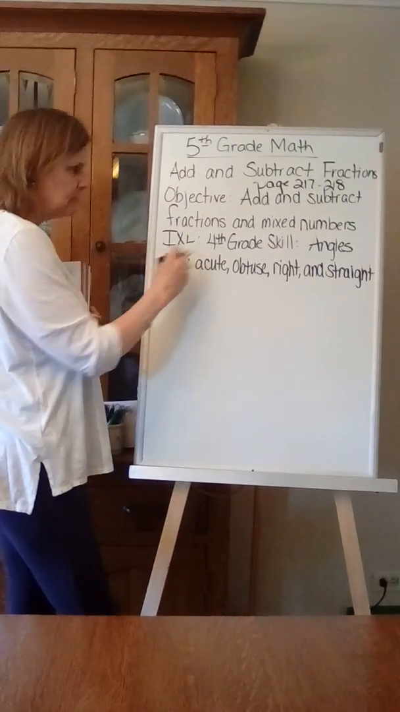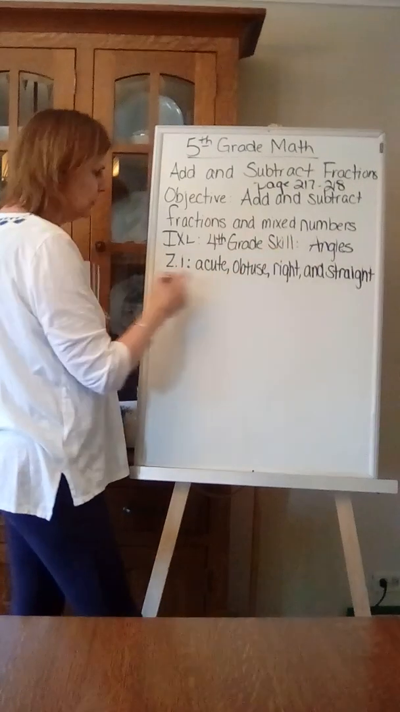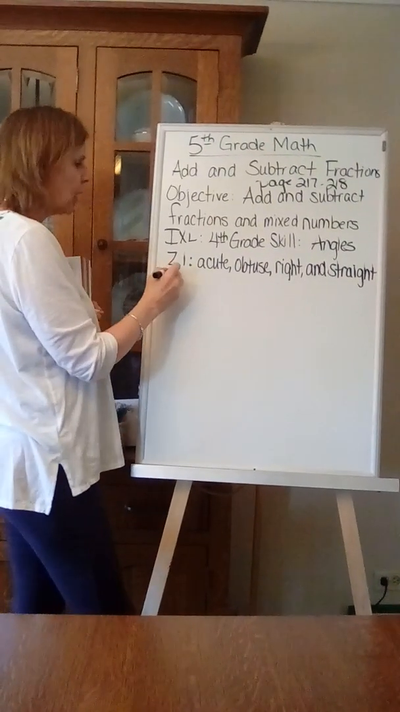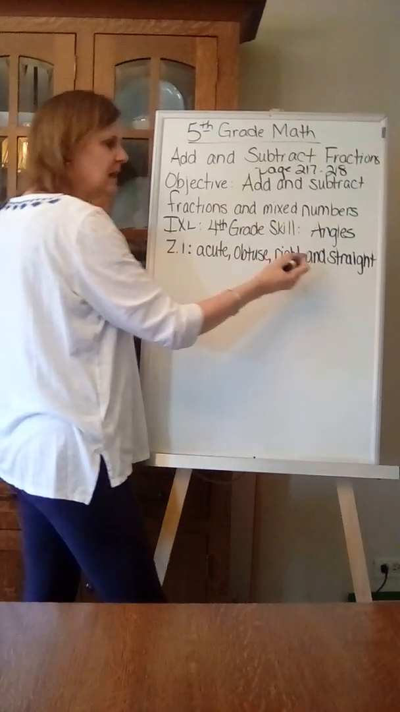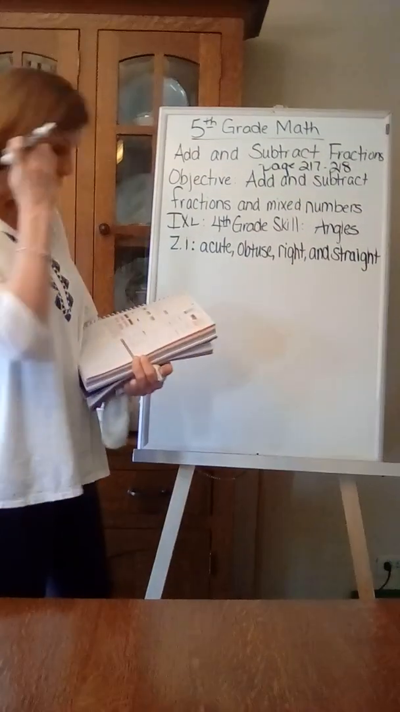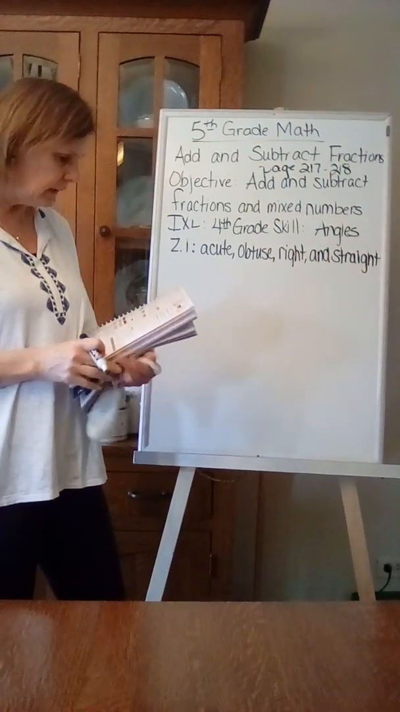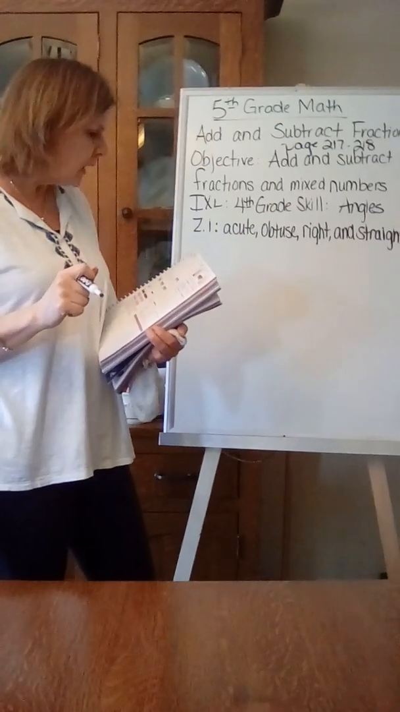Your iExcel assignment is a 4th grade skill, angles. It's Z as in zebra, 1: acute, obtuse, right and straight angles. Reviewing, that's what you're going to be doing throughout this week.